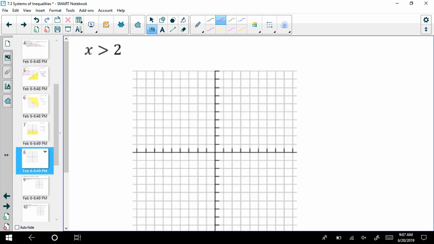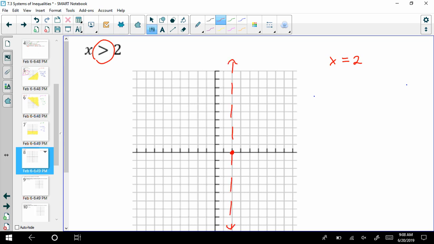This one is another unique line. Think of it as x equals 2. So I'm going to go to where x is 2, and this is a vertical line. Solid or dashed? Well, I don't have the equal to bar, so this is a dashed line.